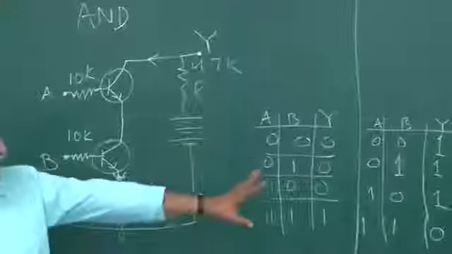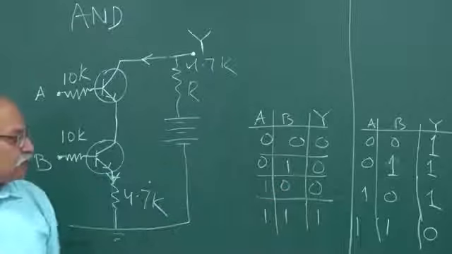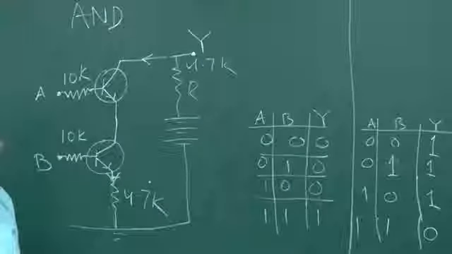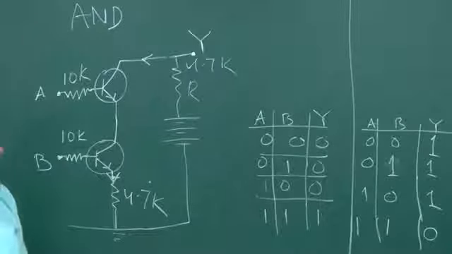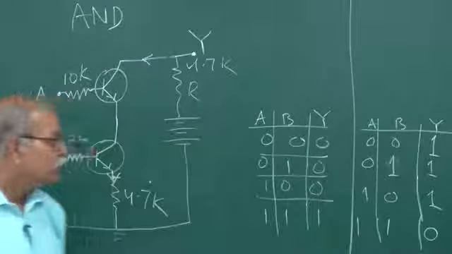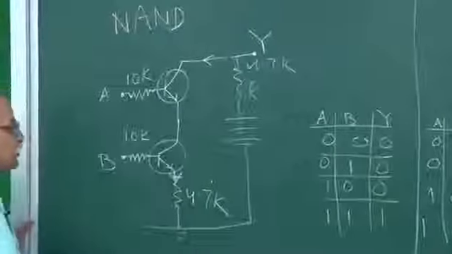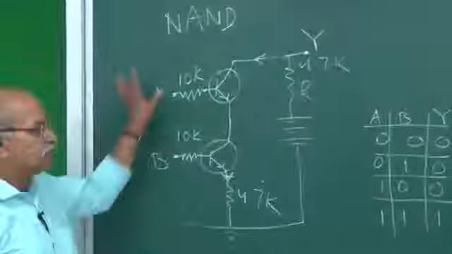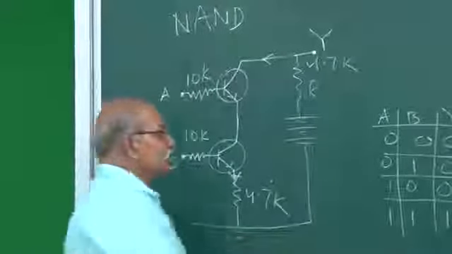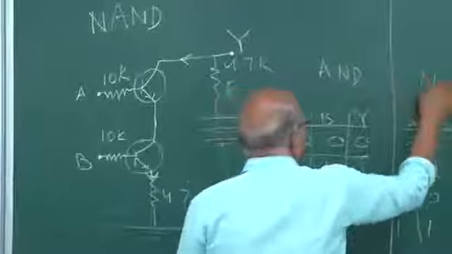Now this is also a very, very useful truth table and very, very useful configuration, and this particular kind of gate which gives me these outputs is known as NAND gate. So I have described you a NAND gate. This is the picture for a NAND gate. So this is for AND gate and this is for NAND gate.